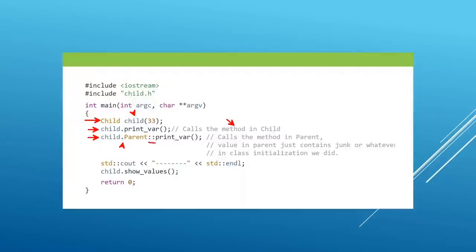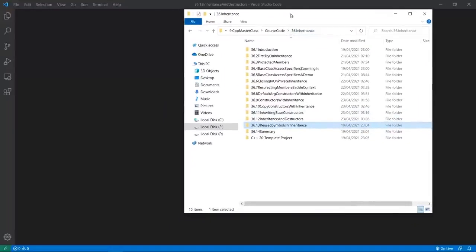And this is going to call the method in the parent. Okay, now that you know this, we're going to head over to Visual Studio Code and play with this a little more. Here we are in our working folder. The current project is reused symbols and inheritance.